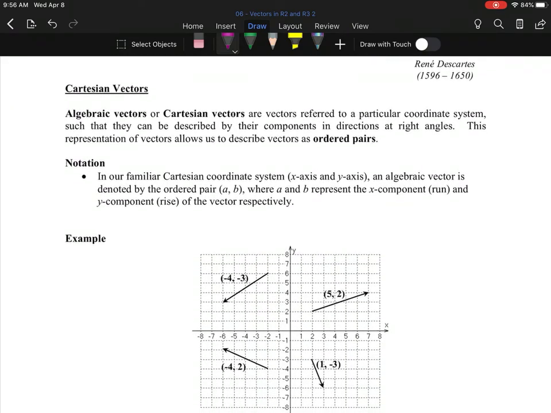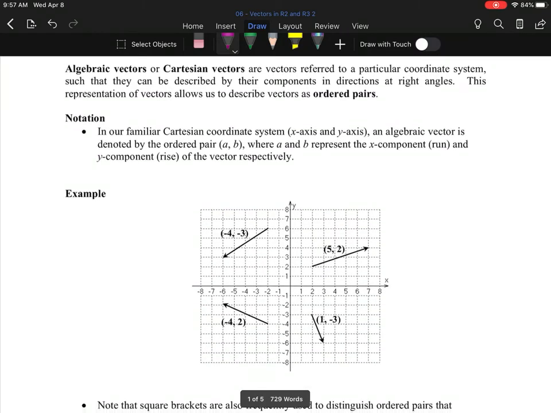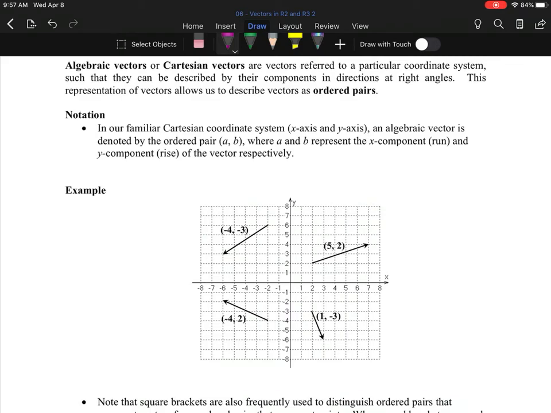So Cartesian vectors. Algebraic vectors or Cartesian vectors, so now here's the definition of what today's lesson is about, are vectors referred to in a particular coordinate system, such that they can be described by their components in directions at right angles. Way later it might not be right angles, but we're going to really stick to right angles. This representation of vectors allows us to describe vectors as ordered pairs. So if you look ahead at the example on the screen, they've got some vectors on the Cartesian plane, and the vectors are referred to with just two coordinates.